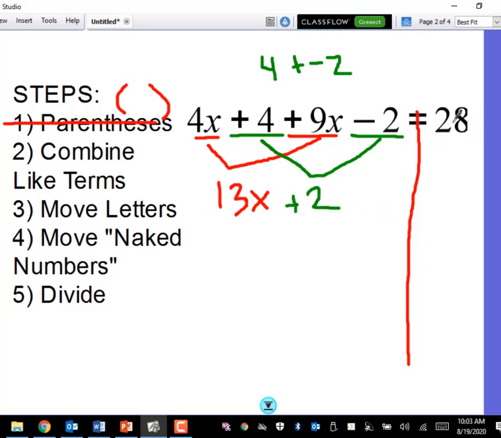Was there anything that I could do on the side with 28? No. 28 was alone over here, so it's still alone. Nothing changed about 28. Just drop it down. So that was my combine like terms. Check, did it. Move the letters.